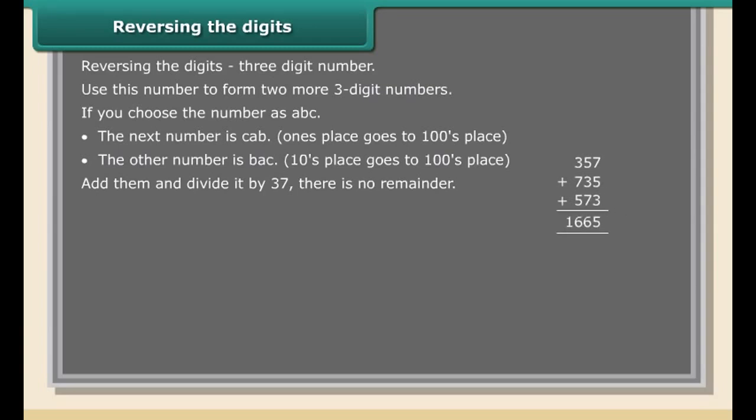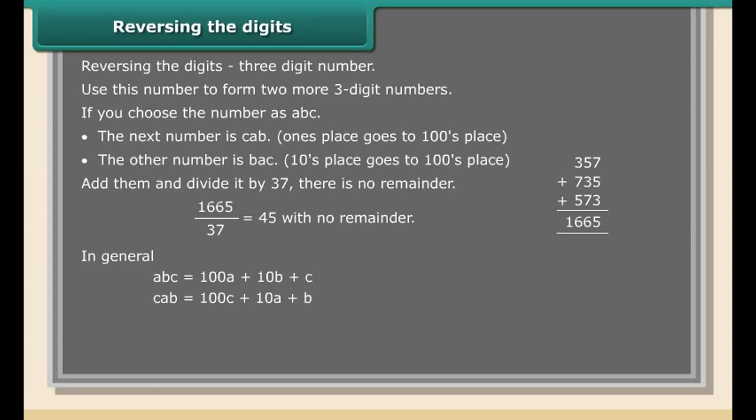357 plus 735 plus 573 is equal to 1,665. 1,665 upon 37 is equal to 45 with no remainder. In general, ABC is equal to 100A plus 10B plus C. CAB is equal to 100C plus 10A plus B, BCA is equal to 100B plus 10C plus A.